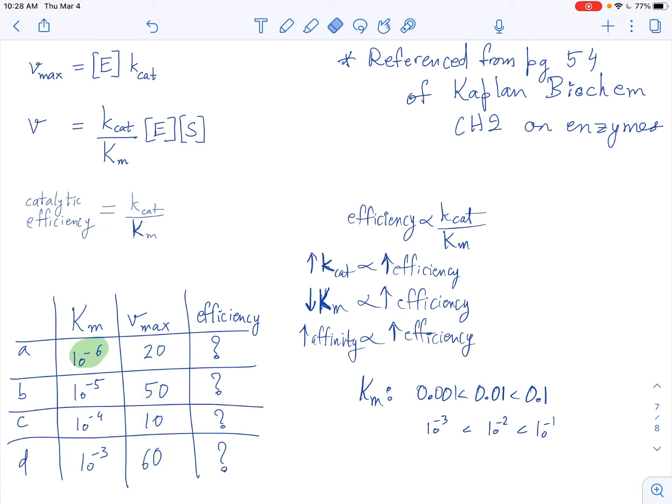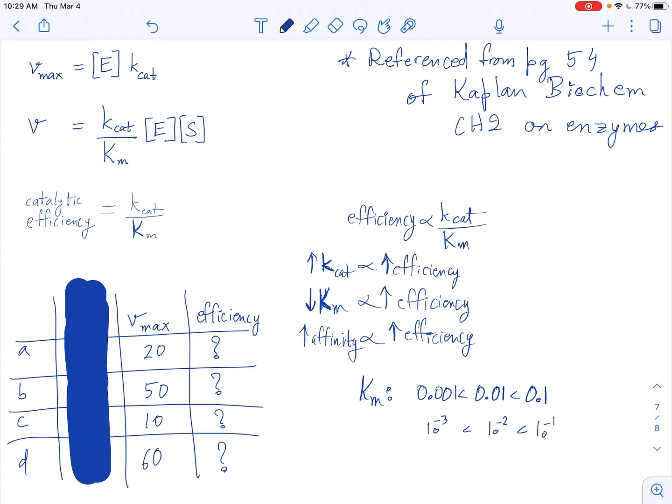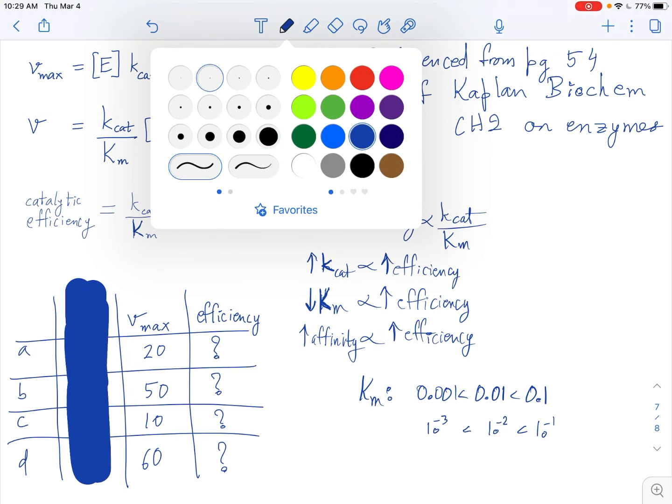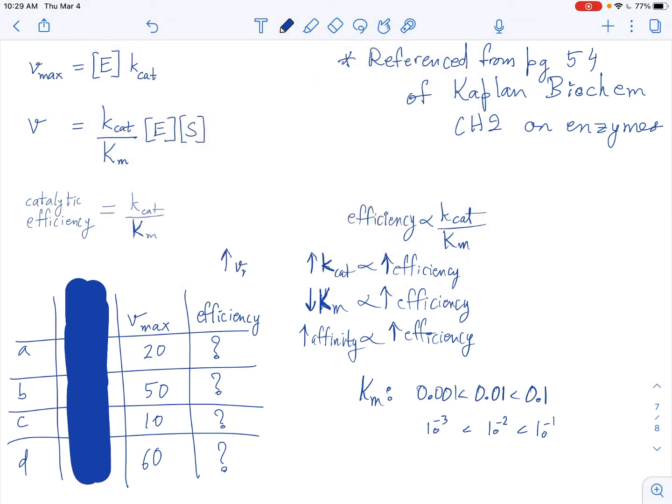Now let's say we were not given this column, right? How would we make our decision then? Well, if those numbers didn't exist and all we had was Vmax, then we can make our decision saying, oh, okay, Vmax is related to Kcat. If Vmax goes up, that must have happened because Kcat went up. Just like Kcat and efficiency is a direct relationship, Kcat and Vmax is a direct relationship. So if Vmax goes up, Kcat goes up, so efficiency goes up.